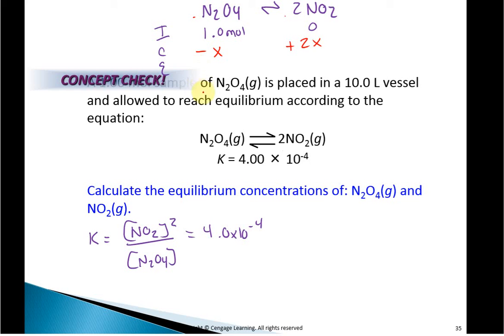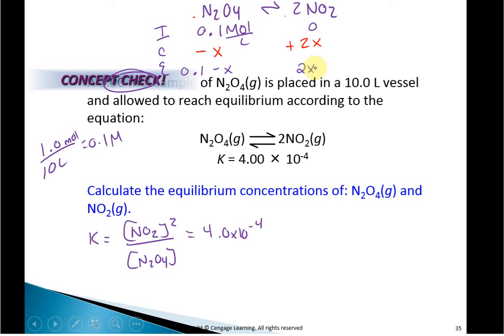So at equilibrium, actually, you know what? We're going to go ahead and put this in concentration. We just showed you with moles being first. Let's go ahead and put it into molarity. Okay, so we have 1 mole in a 10-liter vessel, which gives us 0.1 molar. So at equilibrium, we know we have 0.1 minus x, and over here we have 2x.